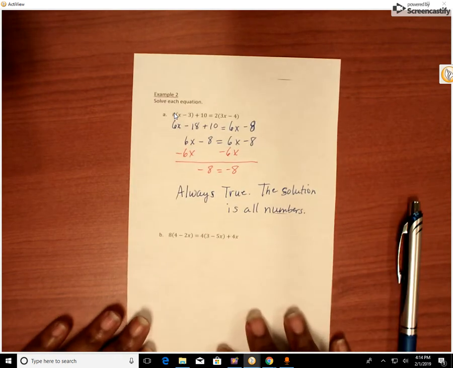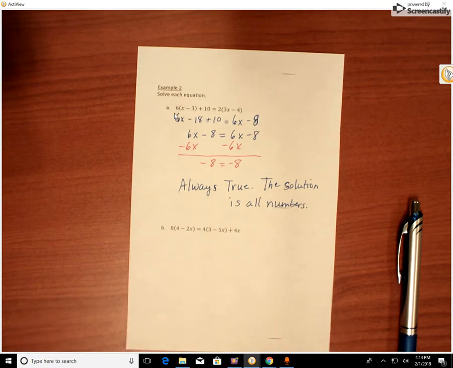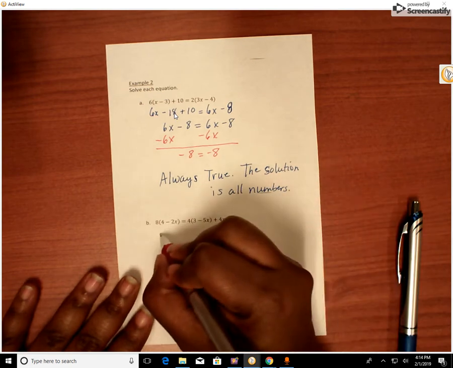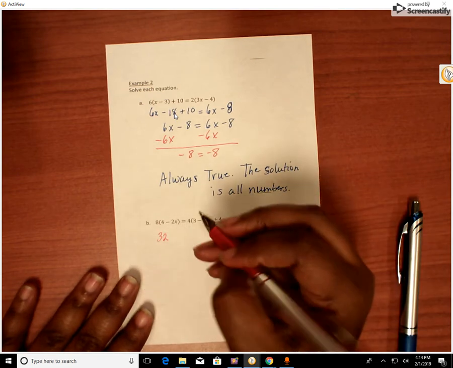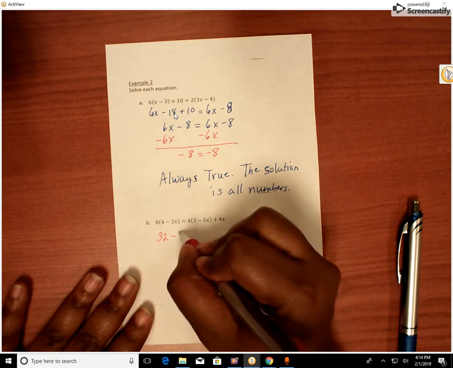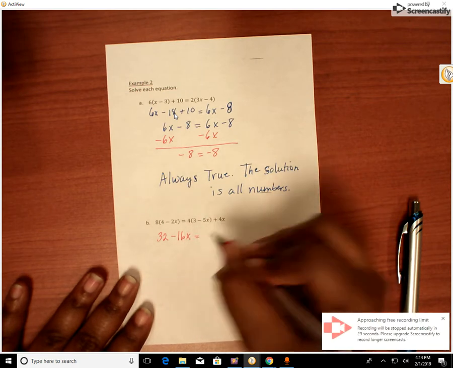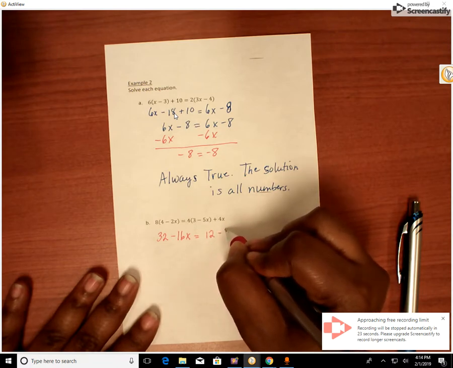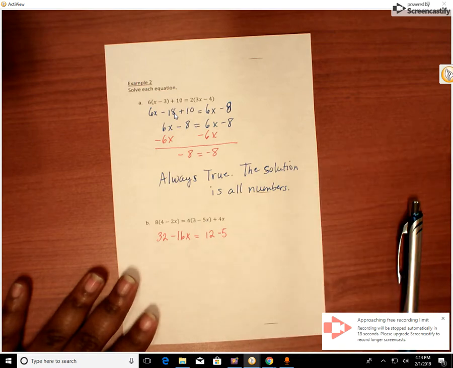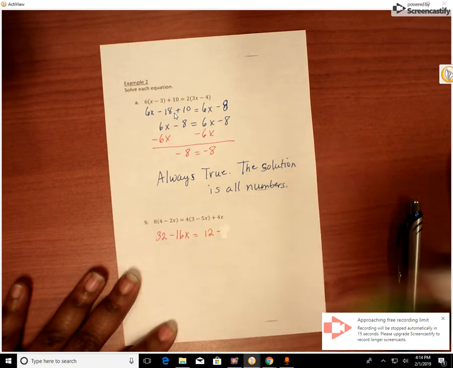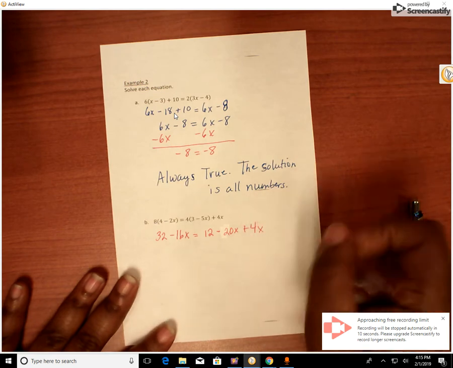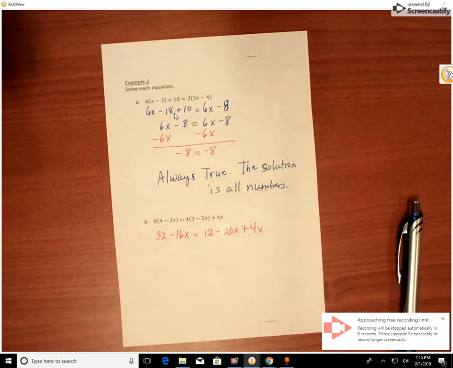Let's do the next one. And we're going to do the next part of multi-step equations in another video. So we're going to distribute. 8 times 4 is 32. 8 times the negative 2x is a negative 16x. 12 minus 5x, 12 minus 20x plus 4x. And we're going to finish this in the next video.